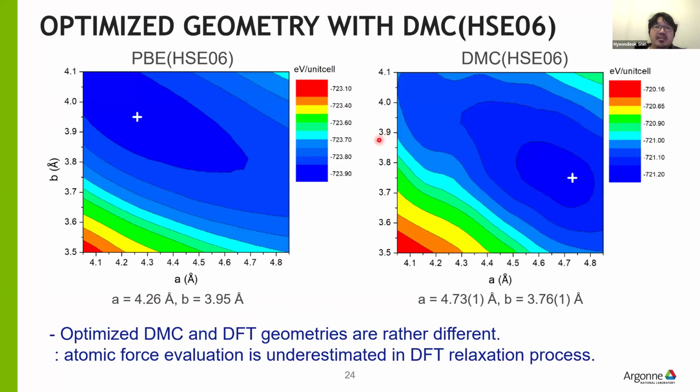But the HSE geometry is a bit tricky to confirm as the most stable geometry, because of this energy contour plot from the HSE geometries for the DFT functionals and the DMC functionals. We see the optimized DMC and DFT geometries are rather different, showing very different minimums in the energy contour plots. So from the data we predict that atomic force evaluation is underestimated in the DFT relaxation process, and we need to proceed with a more accurate geometry optimization process than the DFT relaxation process.